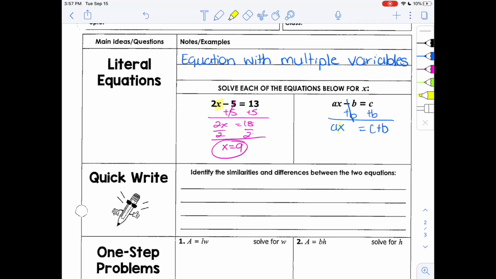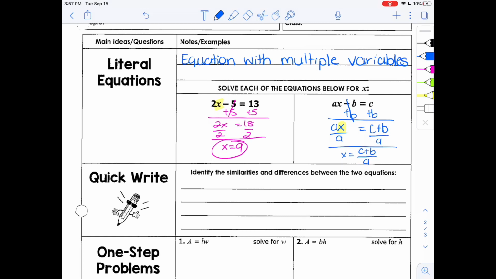Next, we're still solving for x, so our goal is to isolate the x. I still need to get rid of the a. To get rid of that a, I'm going to do the opposite, and instead of multiplying by a, we're going to divide by a, which would result in x equals, since I don't know the values of a, b, and c, I can't technically solve them or evaluate them, so I have to leave my equation as c plus b divided by a.